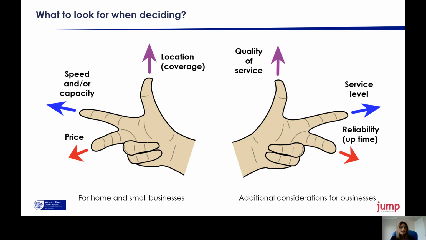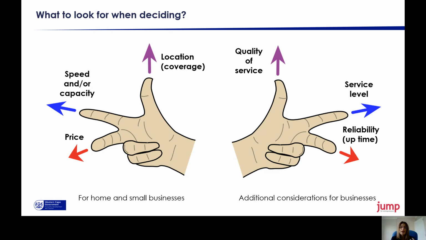So we've spoken about some of these already, but just to kind of pull them all together. When you are deciding, obviously you're going to consider price. You're going to look at speed and connectivity and capacity, and you're going to look at coverage.